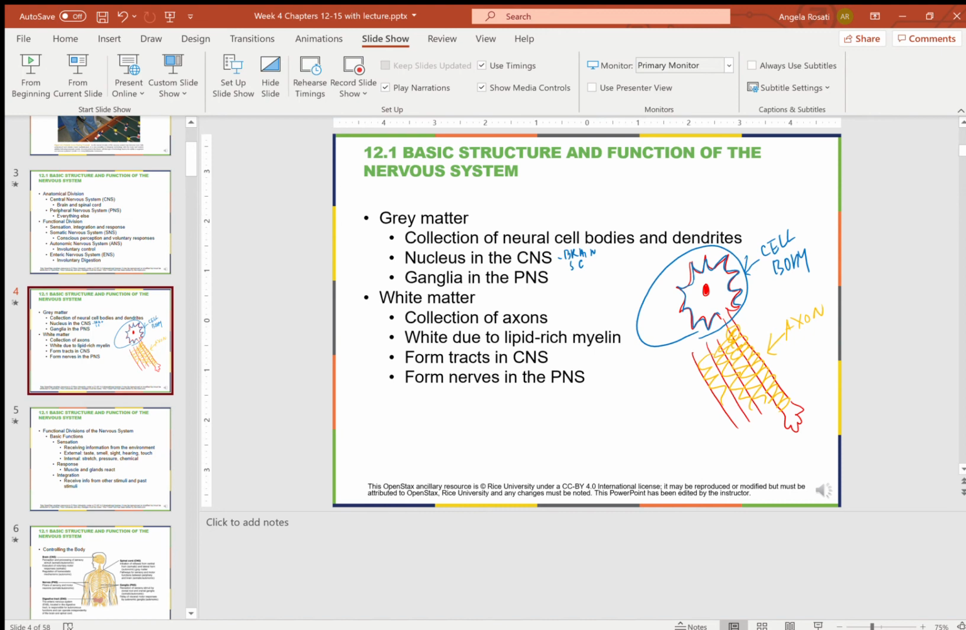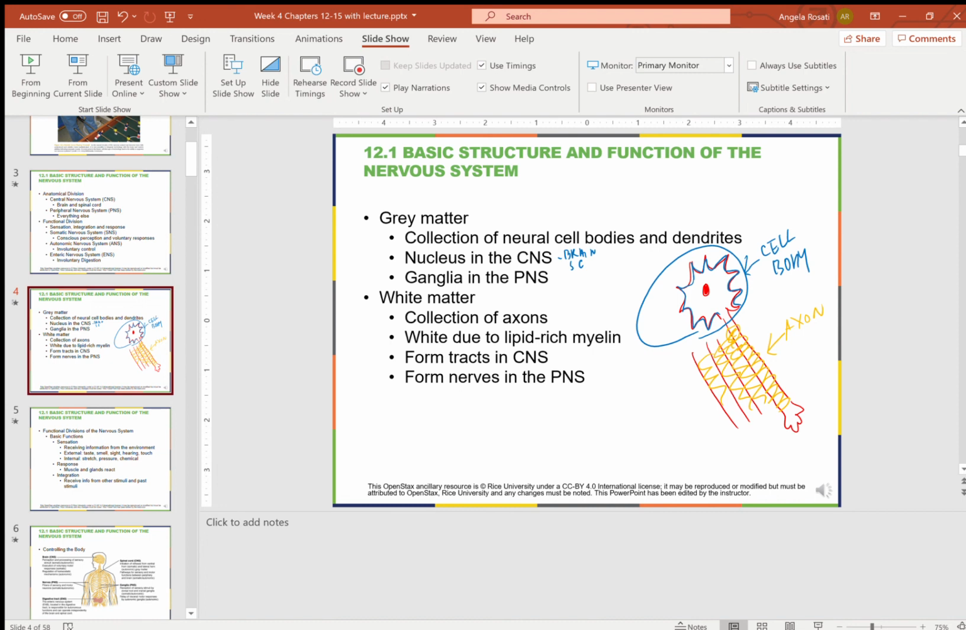In the central nervous system, a collection of axons together is called a tract. We'll see those tracts when we talk about getting our signals from our spinal cord up to our brain and then back down. In the peripheral nervous system, we still have collections of axons that are myelinated and are still white matter, but instead of tracts we call them nerves. These are the nerves that run along our arms and our legs and whatnot.